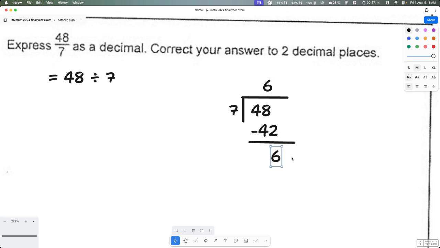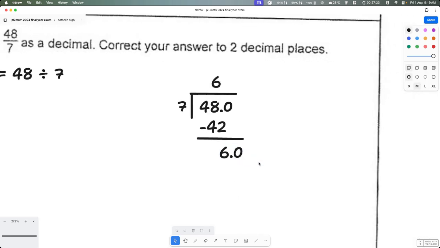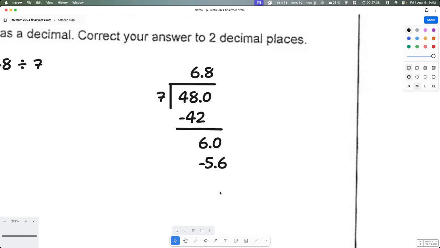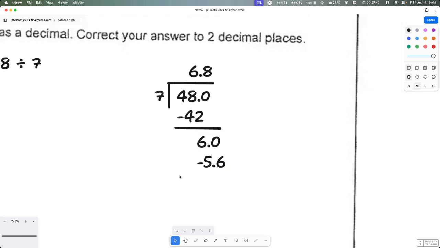All right, so in this case we have 6, but sadly we cannot have 6 minus 7, so we put a point 0, so 60. All right, so what is the closest to 60 that is a multiple of 7? In this case it should be 56, so this becomes 8, 6.8, right? So 60 minus 56 will then give us 4.